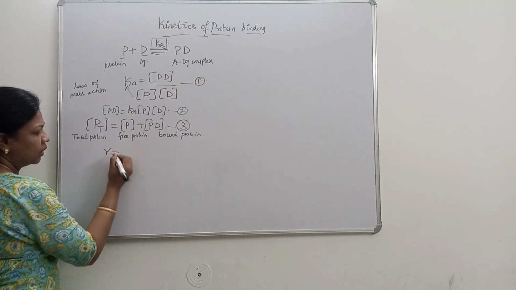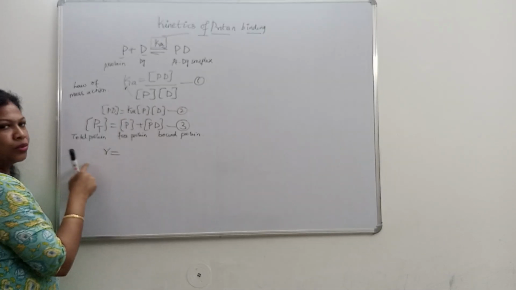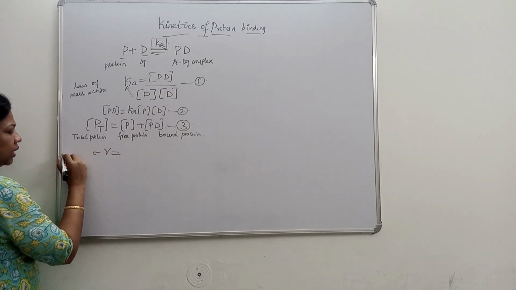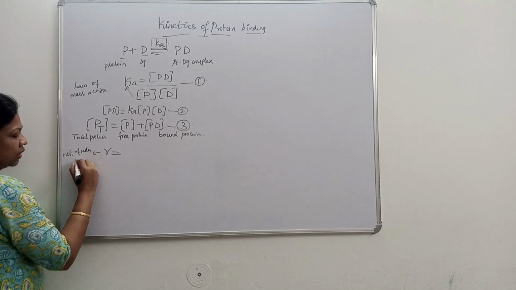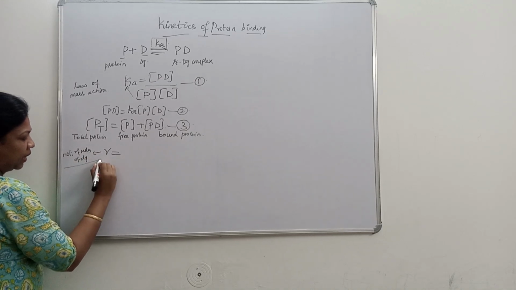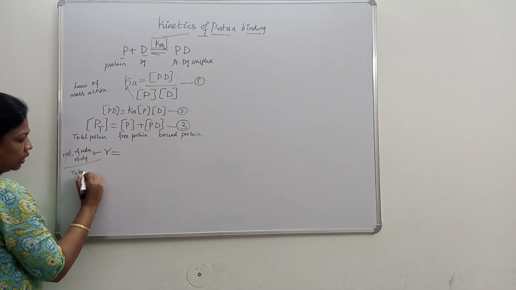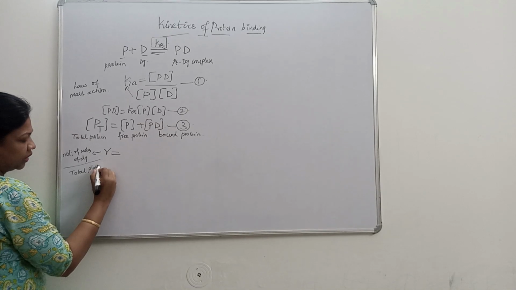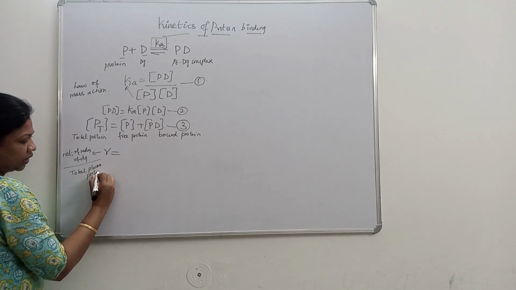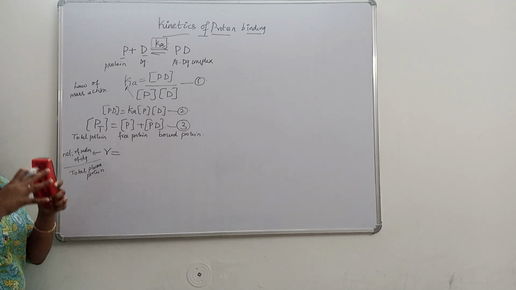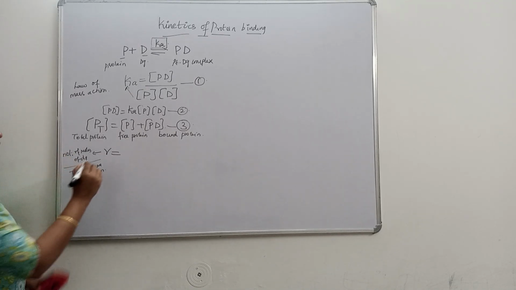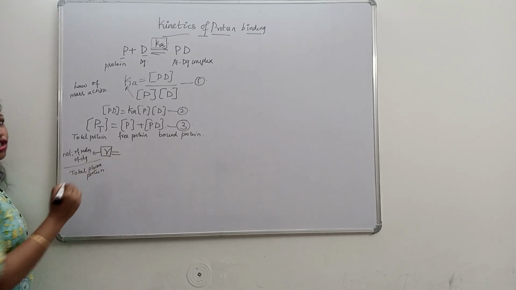Now introducing a new term, r. What is this r? It is the number of moles of drug that bind with the total plasma protein. So for the total protein present in plasma, how many moles of drug have been bound can be denoted by this small r.